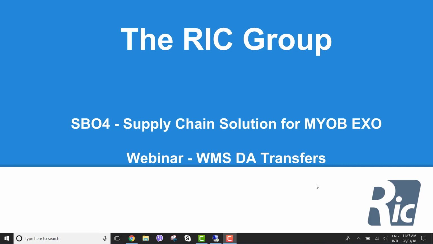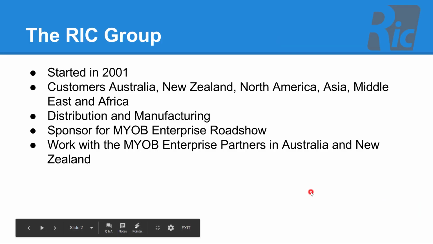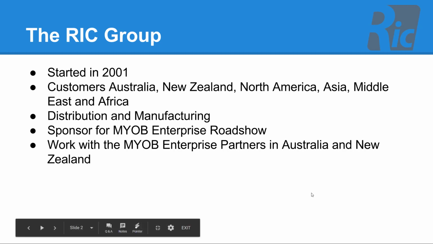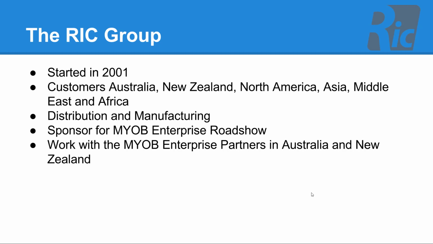I'm going to give you a webinar on our warehouse management solution working with DA transfers with MYOB EXO. The RIC Group was established in 2001 and we have customers all over Australia, New Zealand, North America, Asia, Middle East and Africa. The majority of our customers are in distribution and manufacturing, what we would probably call discrete manufacturing. We've been a sponsor recently in the MYOB Enterprise Roadshow, and we work with the MYOB Enterprise partners in Australia and New Zealand.